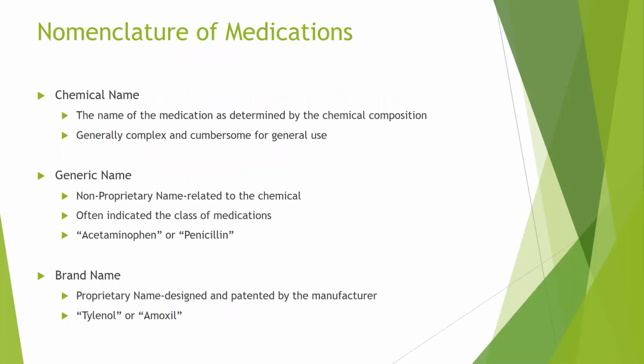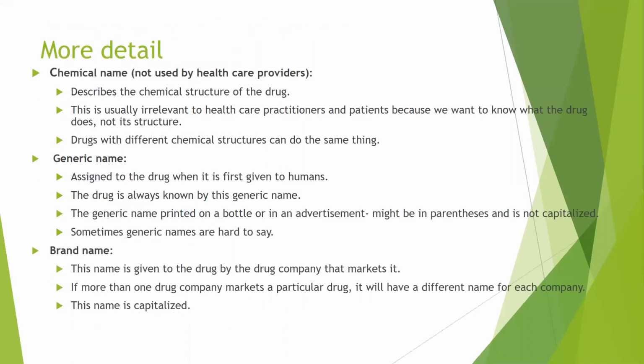So looking at the nomenclature of medications, we have 3 names: the chemical name, the generic name, and the brand name. A little bit more detail here about these 3 different names. Your chemical names are not going to be used by healthcare providers. Those chemical names describe the chemical structure of the drug. It is irrelevant to healthcare practitioners and patients. We do not need to know the drug structure. We need to know the generic names and the brand names.